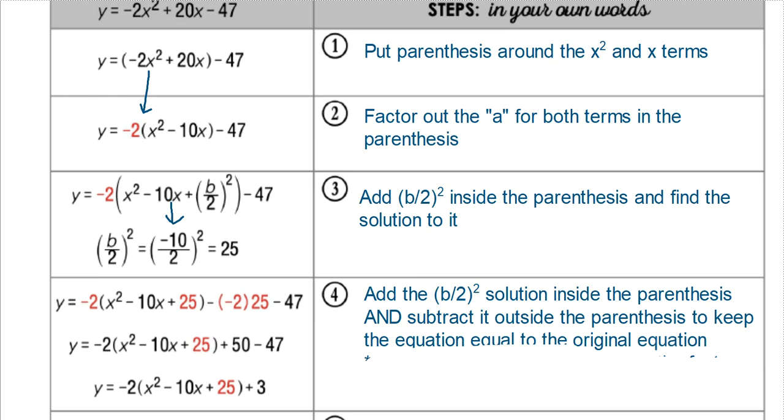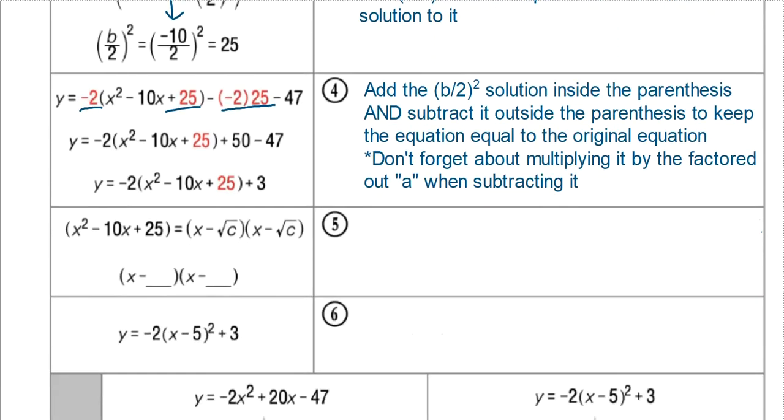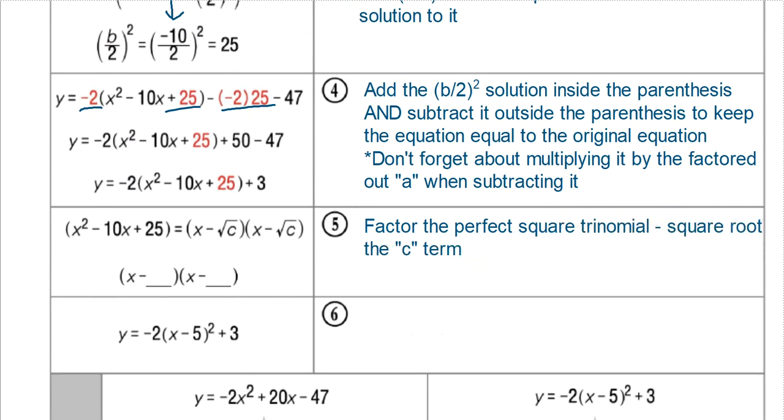When you do that, you want to make sure you're remembering that that value is being multiplied by the factored out a value when subtracting it. What we're talking about here is that we had a negative 2 times 25 here. So when we subtract it, we really need to subtract out that negative 2 times the 25 in order to keep it balanced. All right, then we are going to again factor that perfect square trinomial. Remember, to do that, you're going to square root the c term.